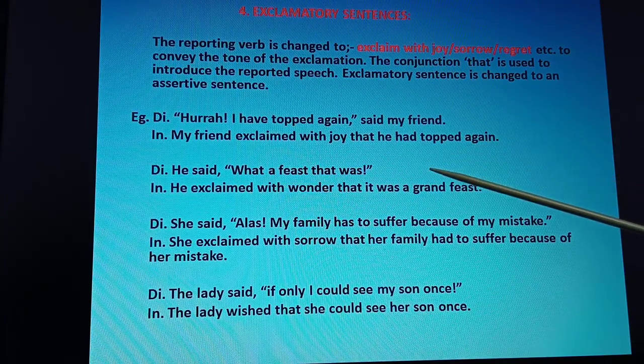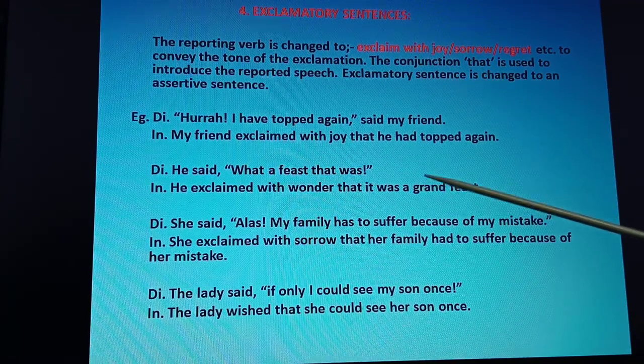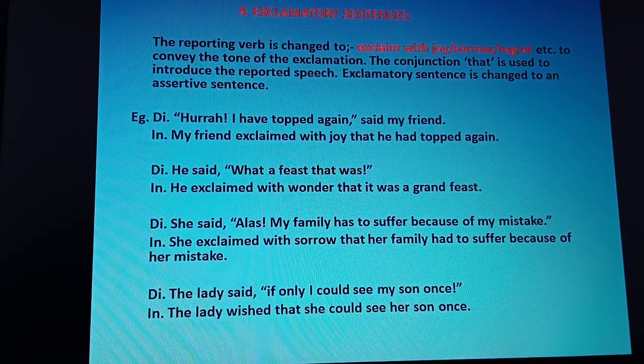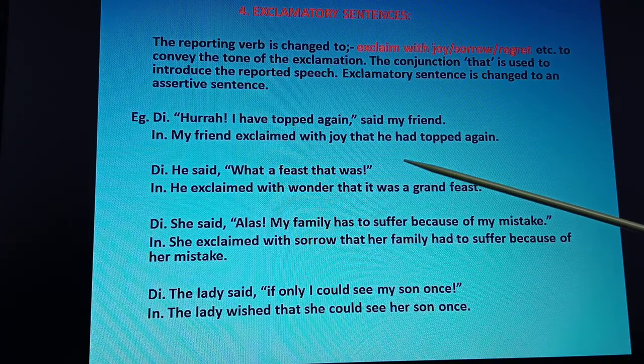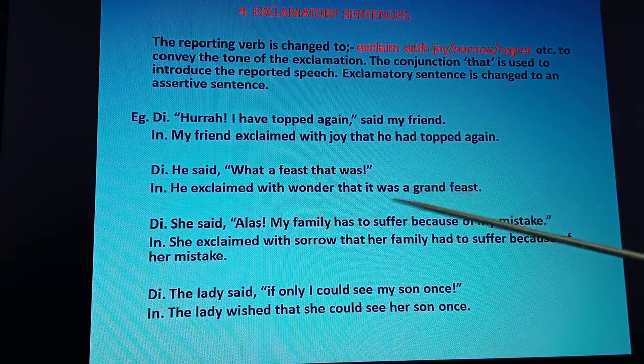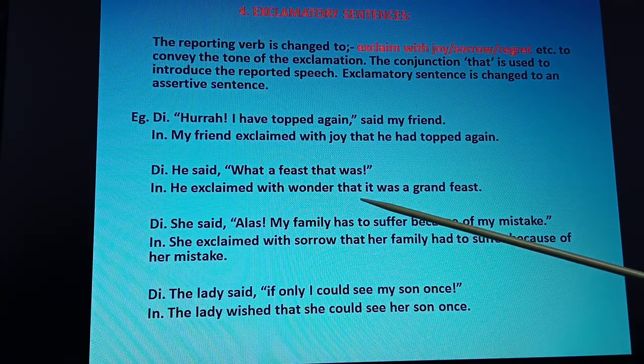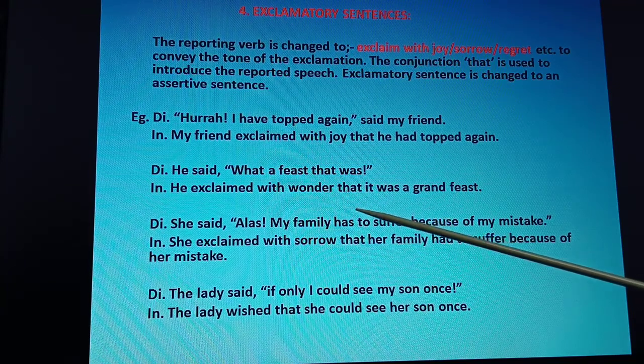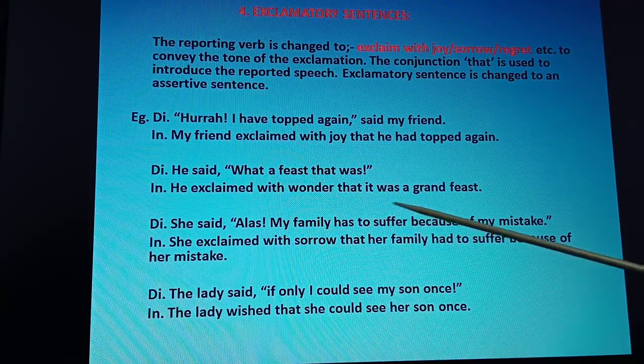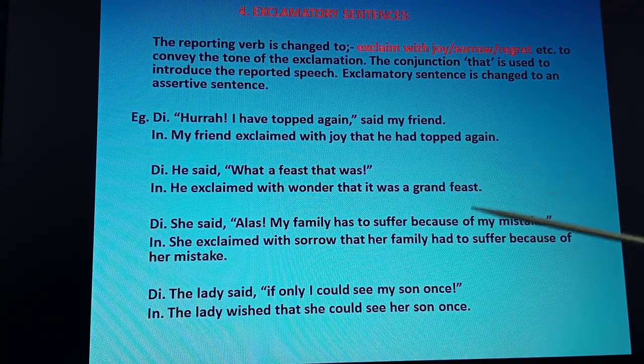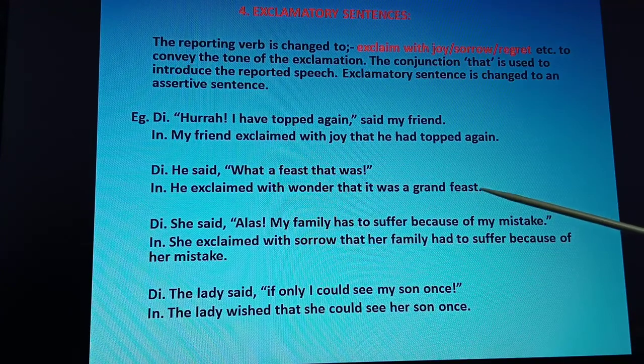Second, he said, "What a feast that was," or "What a celebration that was." Feast is celebration, okay? He said, "What a feast that was." Exclamatory sentence. Here, he exclaimed with wonder or with joy. You can write, okay, he exclaimed with wonder that it was a grand feast, or it was a great feast, whatever you want to use. It was a grand feast, and full stop. No more exclamatory marks remain there.